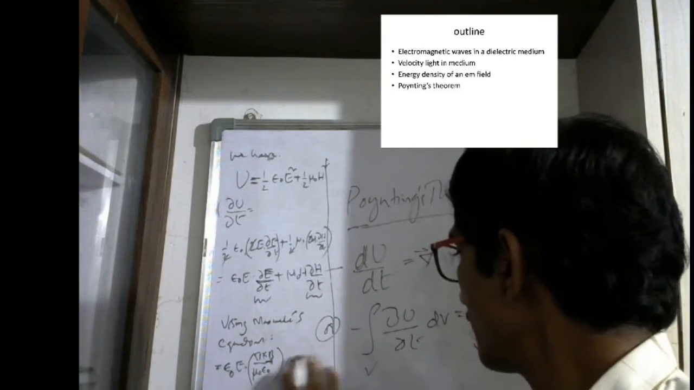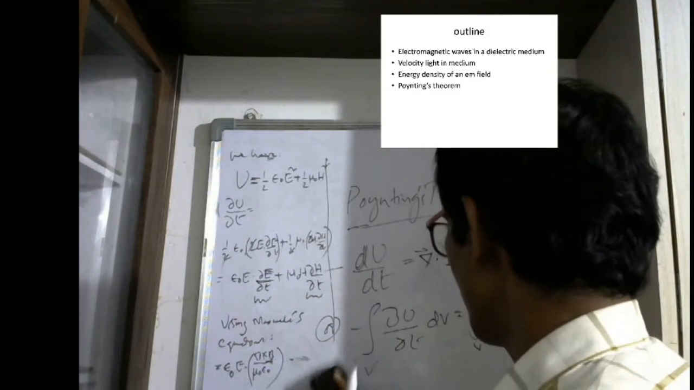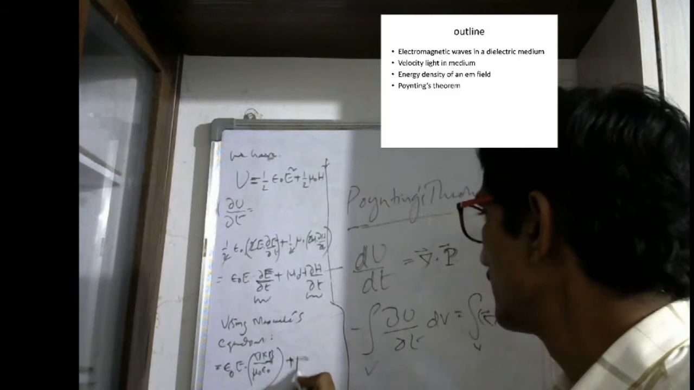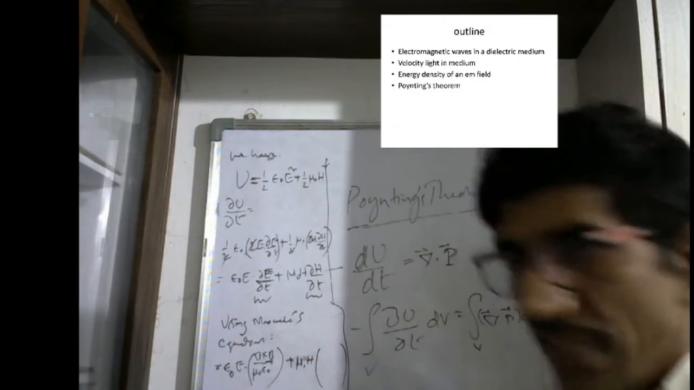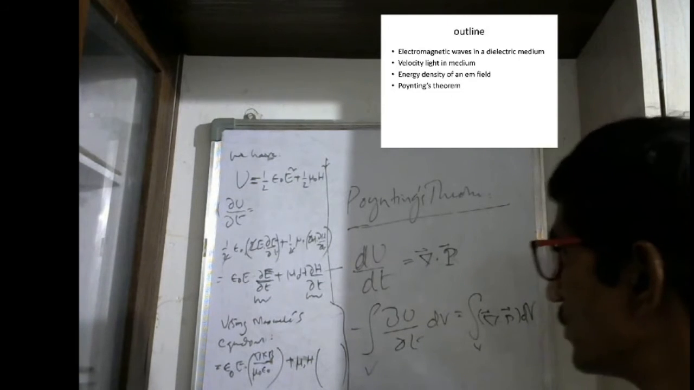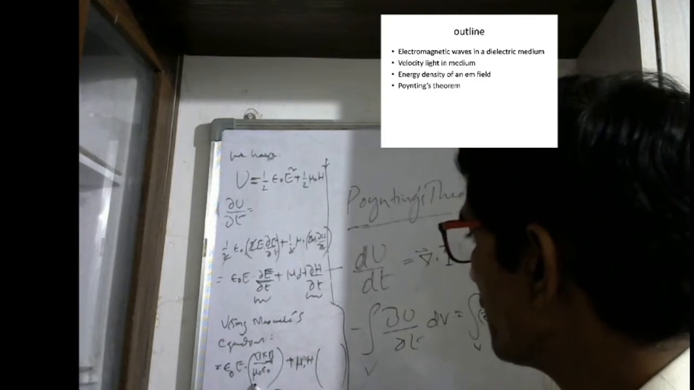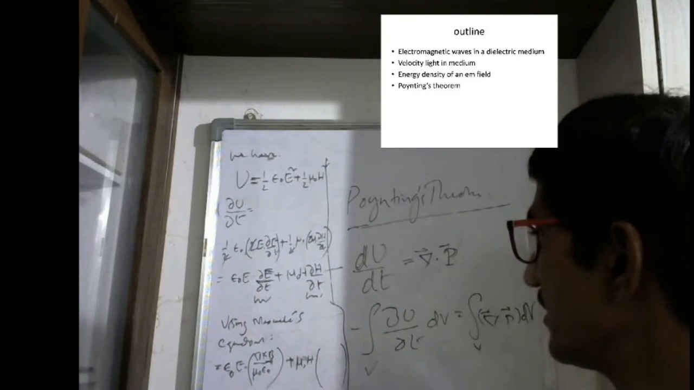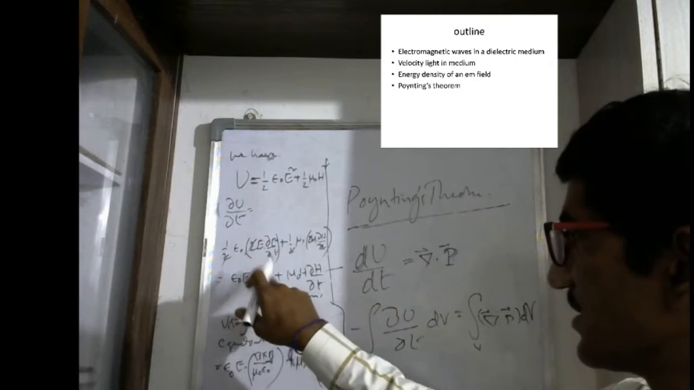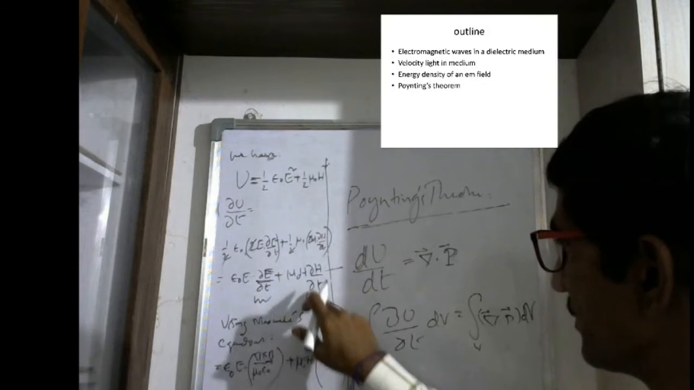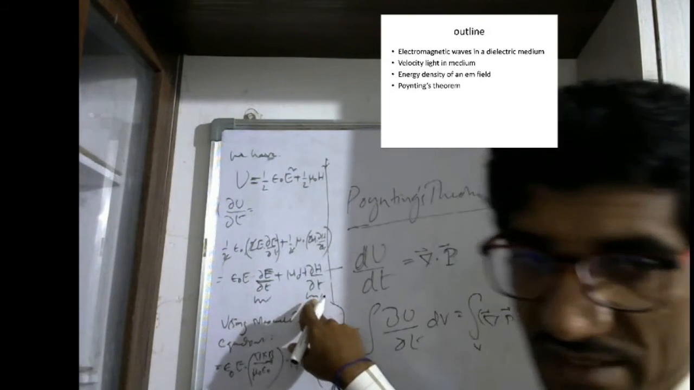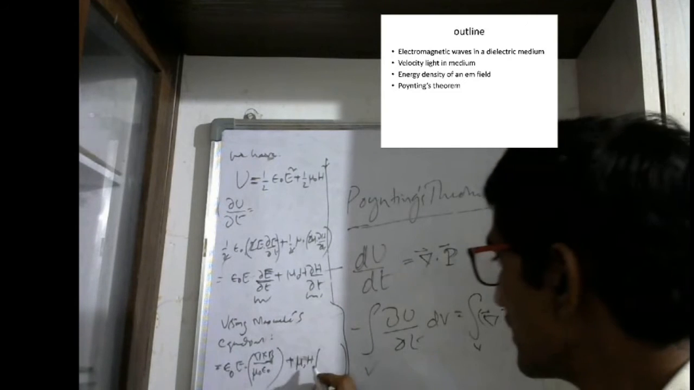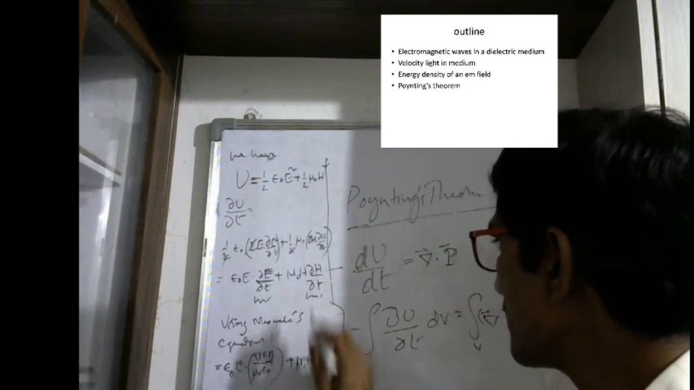Plus mu naught H. What is this dou H by dou t? Actually, you have dou B by dou t. Here you are using which Maxwell's equation? You get dou E by dou t in the fourth, the corrected Ampere's equation. You get dou H by dou t in Faraday's law, the third Maxwell's equation, but that will be in the form of dou B by dou t. So I will write this as 1 by mu naught. Then what happens?